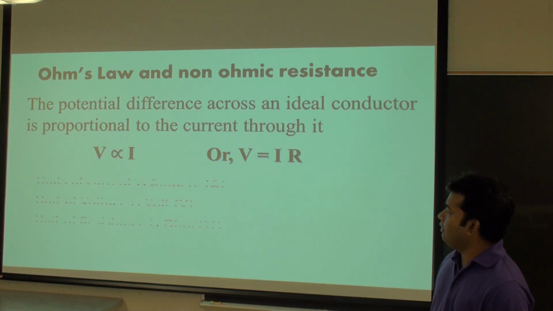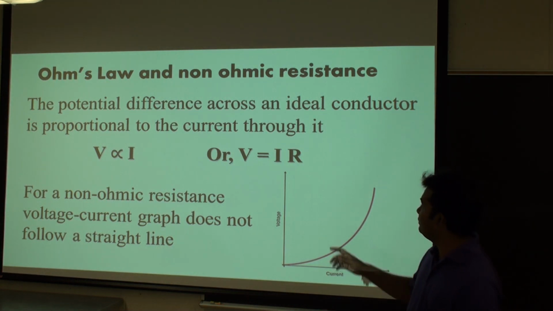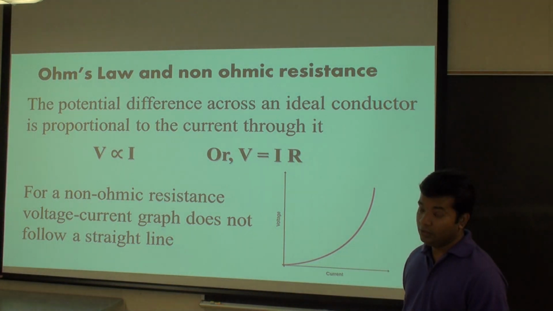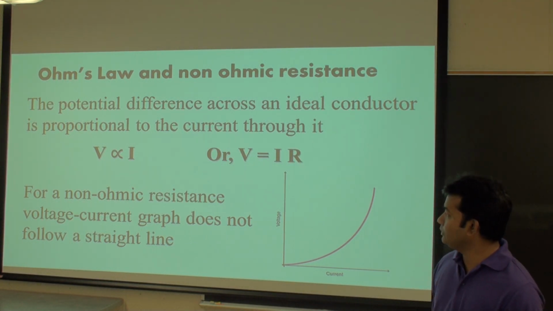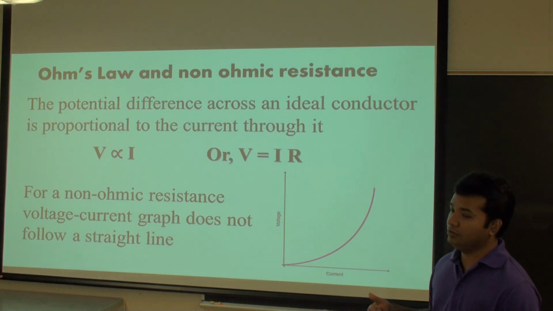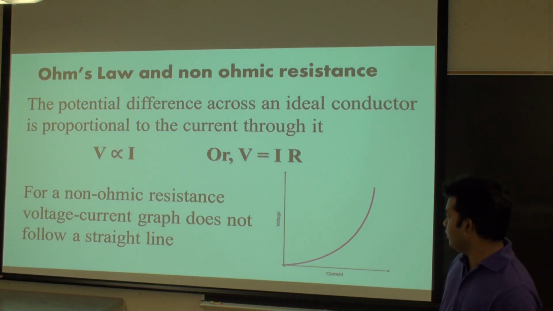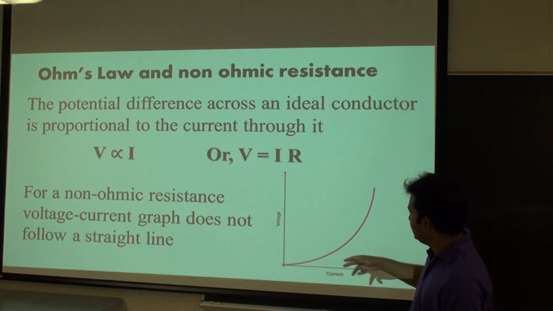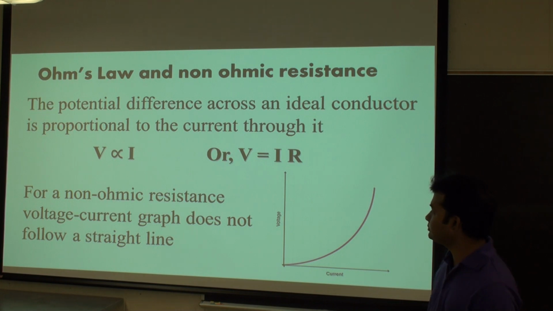The resistance of all conductors is not linear. I mean, not all conductors follow the rule V equals IR. Those resistances are known as non-ohmic resistance. For example, the bulbs in the circuit we already showed are non-ohmic. So for a non-ohmic resistance, the current and voltage graph will be some sort of curve. It will not be straight.